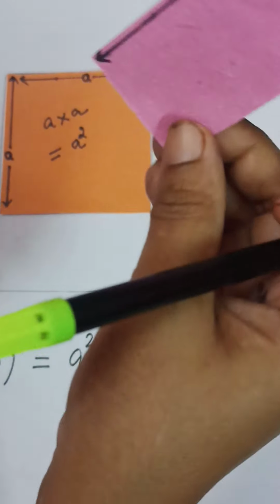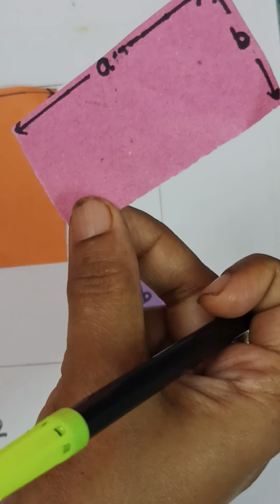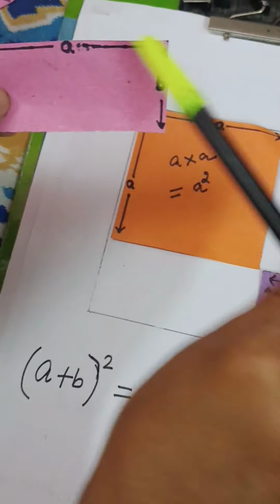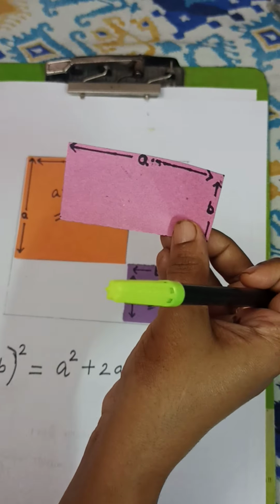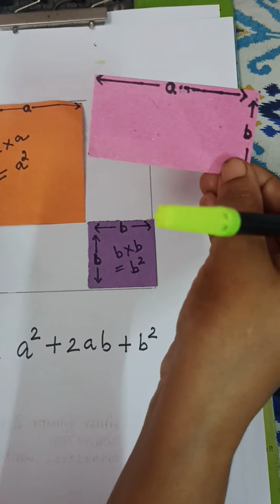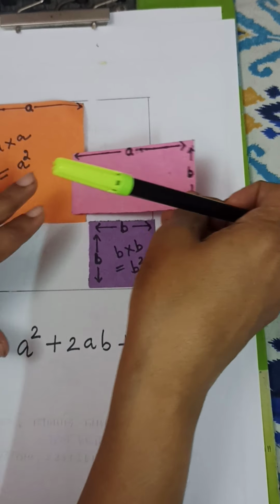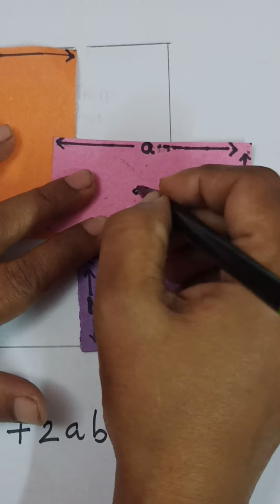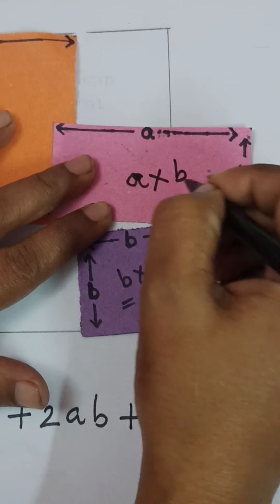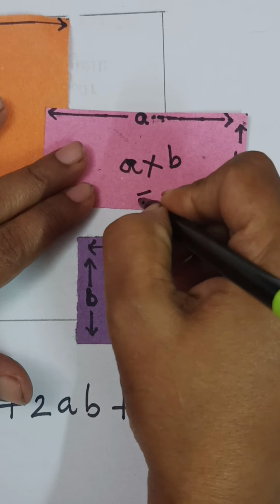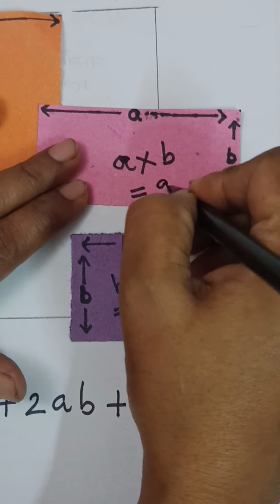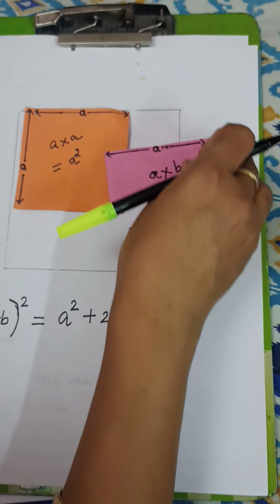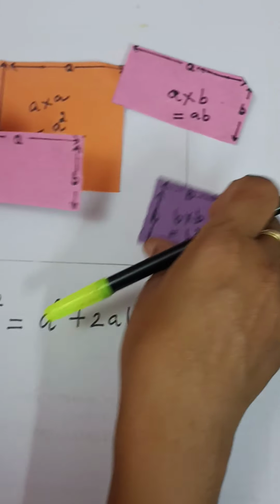Now we are having two rectangles of dimension A and B. Okay, this is A, this is B. So what will be its area? You know, area of a rectangle is length into breadth, or multiply both dimensions. So area of this pink rectangular sheet is A into B, and conventionally we can write it without the multiply sign. We can write it as AB. You know all this, A multiplied by B can be written as AB.